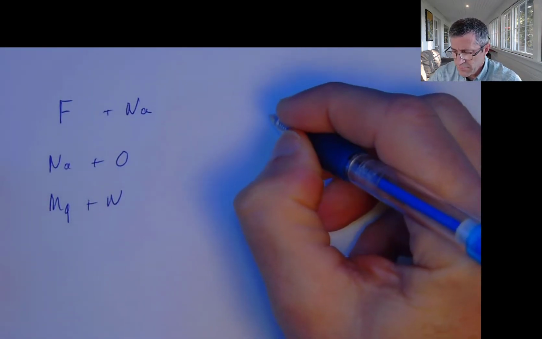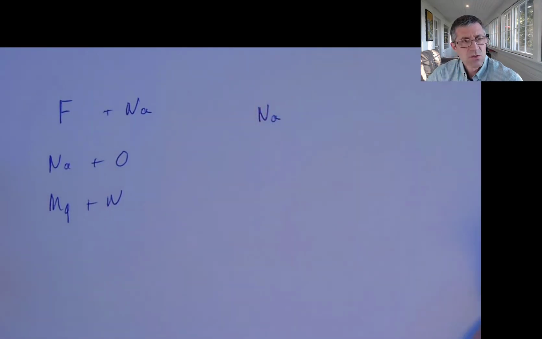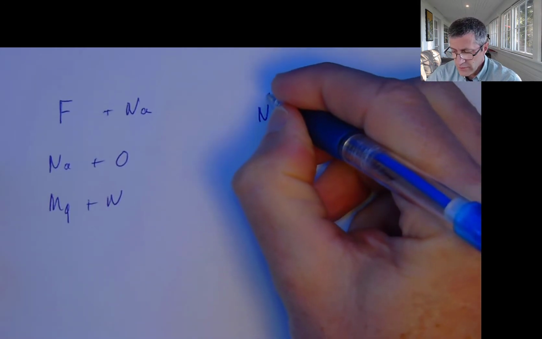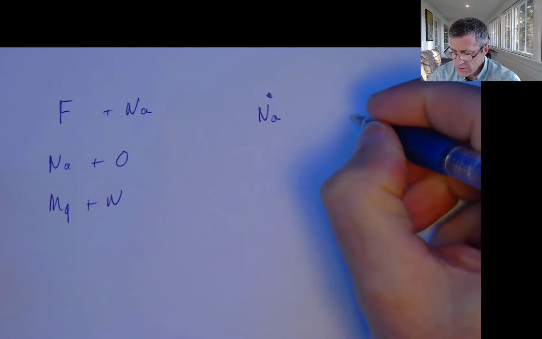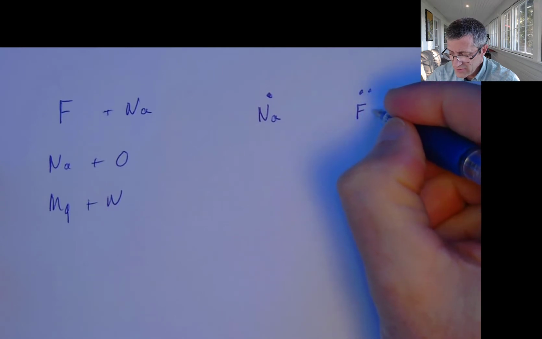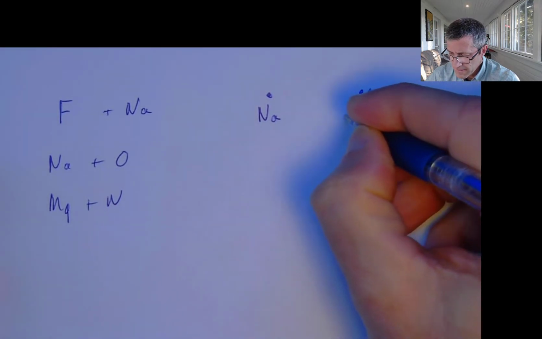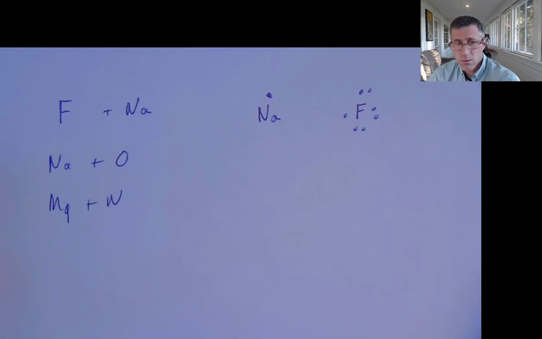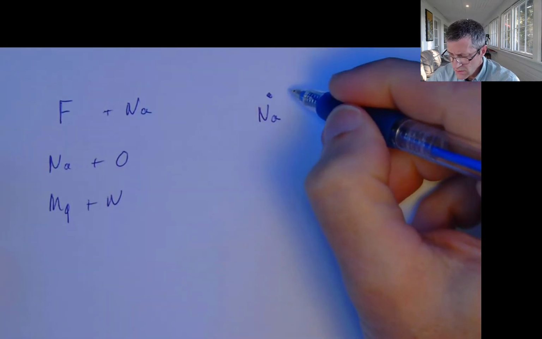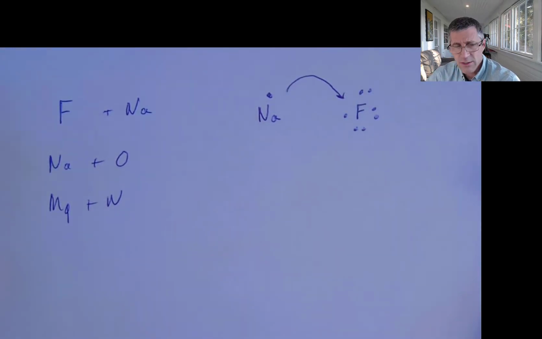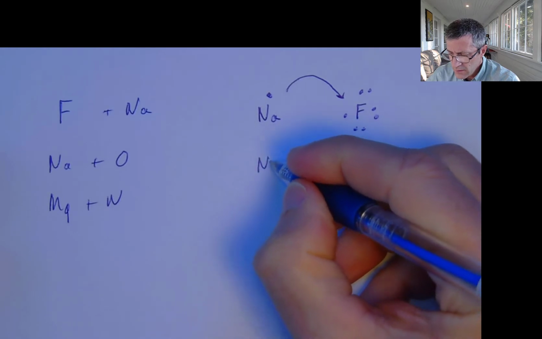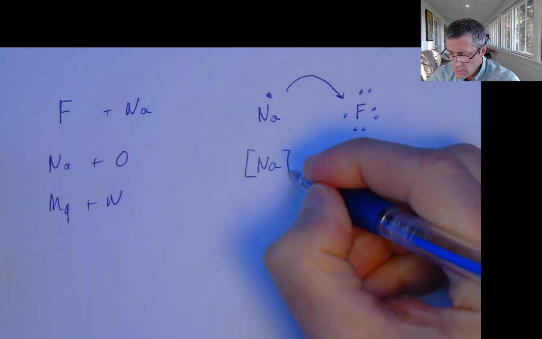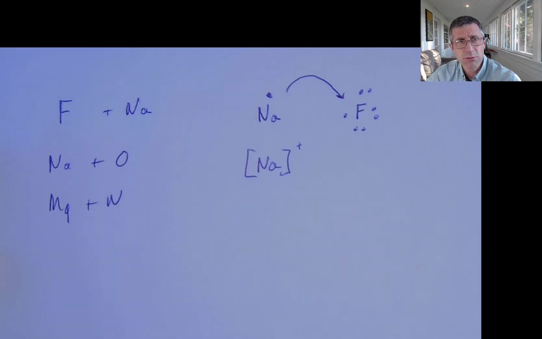So I'm going to think about sodium. Sodium, I'll look at the valence electrons. It has a single valence electron. Fluorine, if I look at it, it has 7 valence electrons. So if it has 1 more, then it's going to be stable. So all I need is 1 sodium to give 1 electron, and then I'm going to be left with sodium which now has a charge of +1, and I'll indicate a charge in this way with brackets.